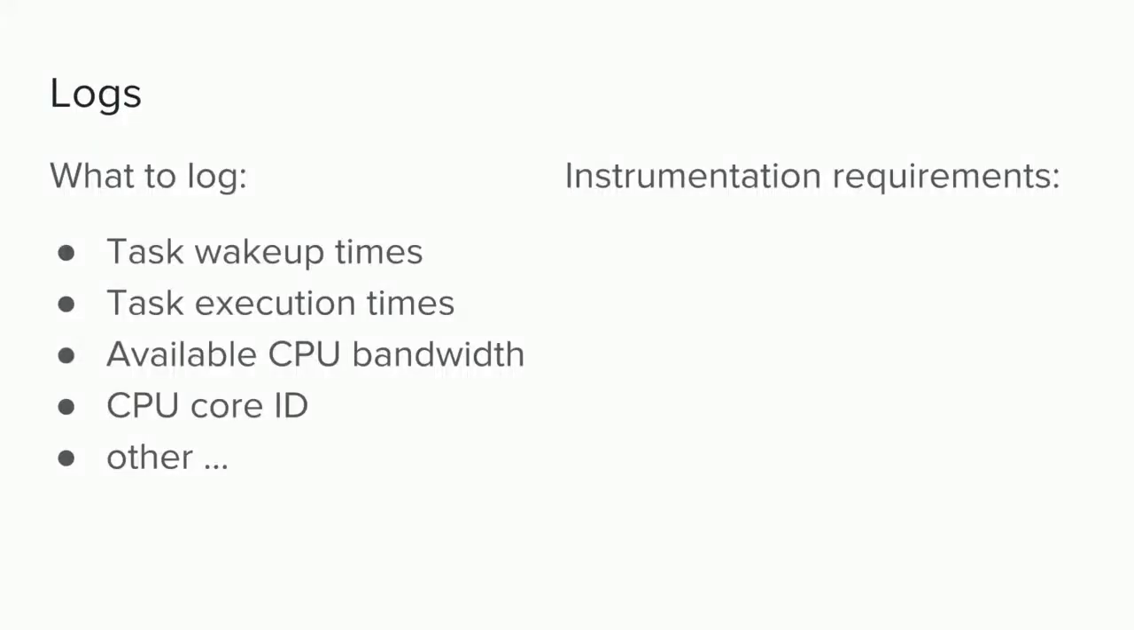The kind of things we want to log is certainly task wake-up times. That's probably the most important thing. Also task execution times. That's up to your application. We want to log how much CPU bandwidth we have available, what the clock frequency is basically. We want to log which CPU core we're running on, because ideally we would have CPU affinity, which means we're locked onto one CPU core, but in reality sometimes, due to misconfiguration or other problems, we're floating from one CPU core to another, and that can result in additional jitter. And you might think of other things that are more application specific.